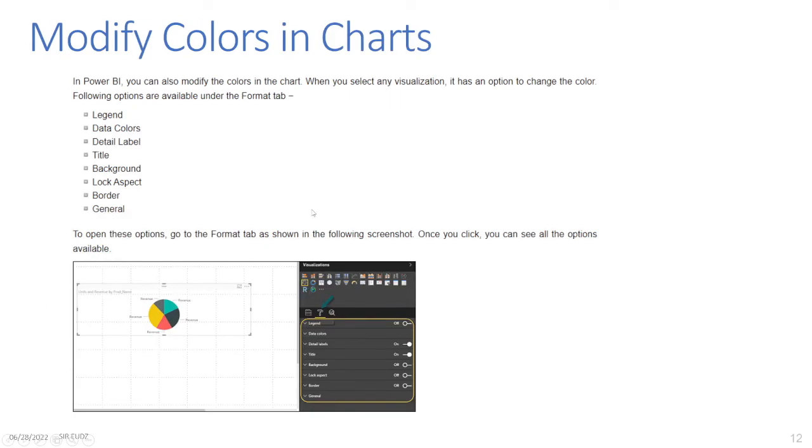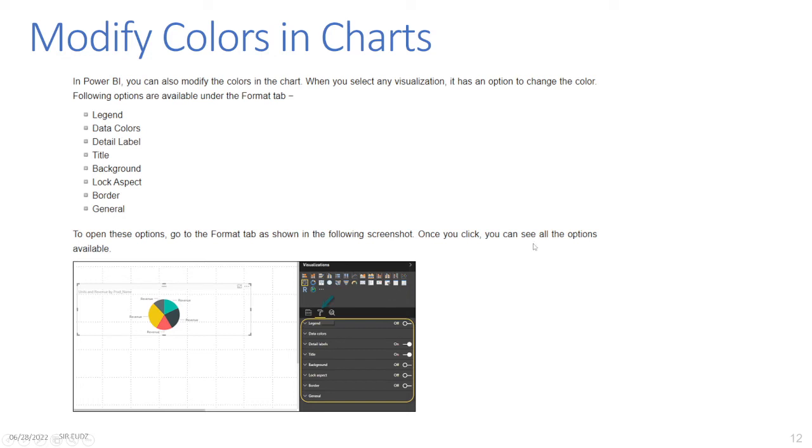Modify colors in charts. In Power BI, you can also modify the colors in the chart. When you select any visualization, it has an option to change the color. The following options are available under the Format tab: legend, data colors, detail, title, background, lock aspect, border, general. To open these options, go to the Format tab as shown in the following screenshot.